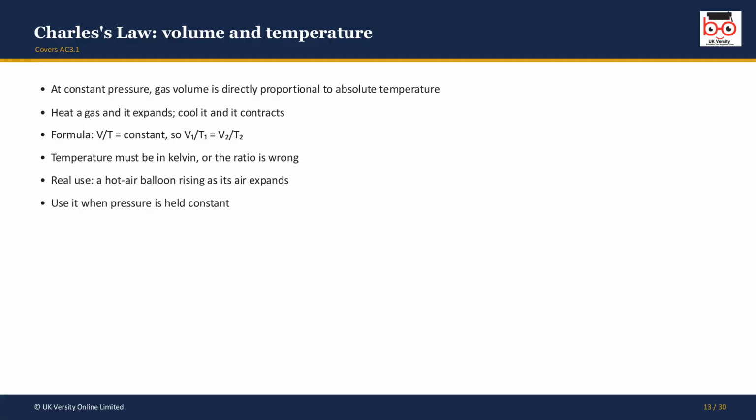Next comes Charles's law, which deals with volume and temperature. At constant pressure, the volume of a gas is directly proportional to its absolute temperature. Heat it, and it expands. Cool it, and it contracts. We write volume over temperature equals a constant, so volume 1 over temperature 1 equals volume 2 over temperature 2. The temperatures absolutely must be in Kelvin, or the ratio comes out wrong. A hot air balloon rising as its air warms and expands is Charles's law made visible. Use it whenever the pressure is being held constant.